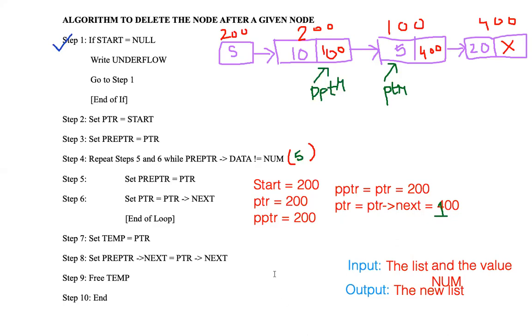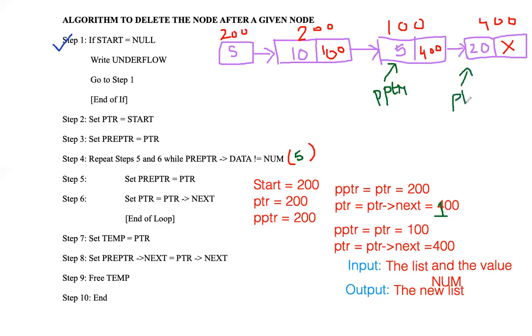So again, let me write that down. PPTR equals PTR equals 100, and PTR equals PTR arrow next, which is 400. So PTR moves forward. PPTR is moved from here and comes here, and PTR moves to this node. Which node do we have to delete? The node which is pointed to by PTR, we have to remove.